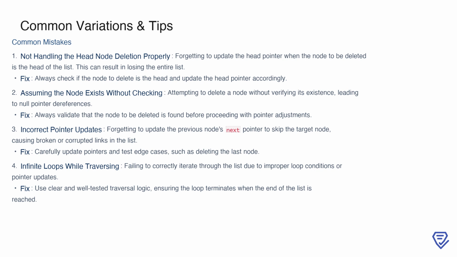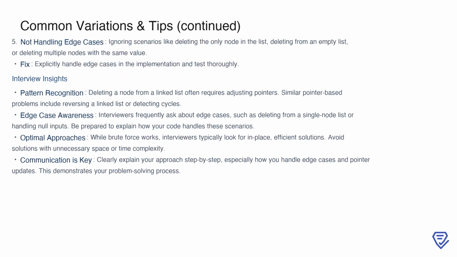Another pitfall is failing to correctly update pointers. If the previous node's next pointer isn't adjusted to skip the target node, it can cause broken or corrupted links. Finally, infinite loops can occur during traversal if loop conditions or pointer updates are not implemented properly. To prevent this, make sure your traversal logic is clear and well tested, ensuring the loop terminates once the list ends. Edge cases can be tricky and are often overlooked.